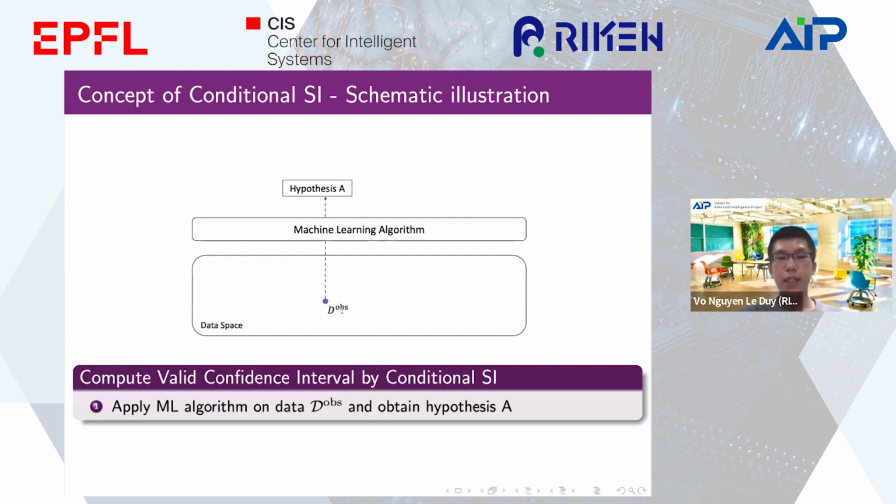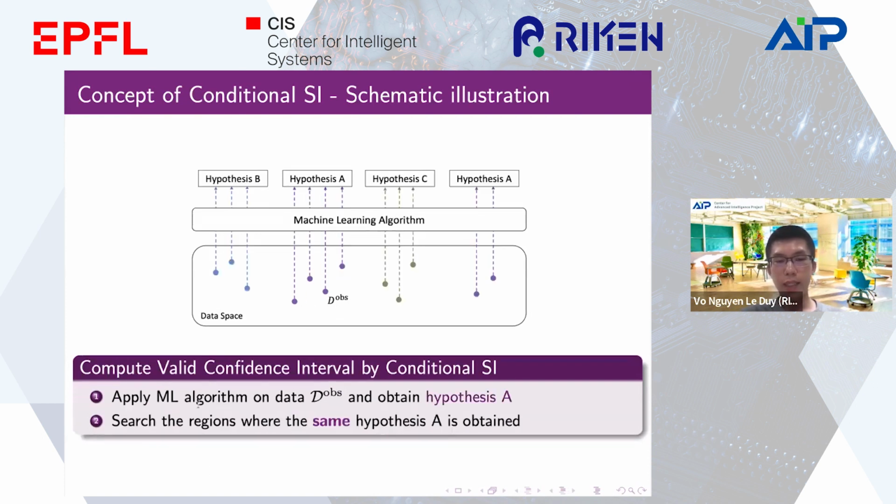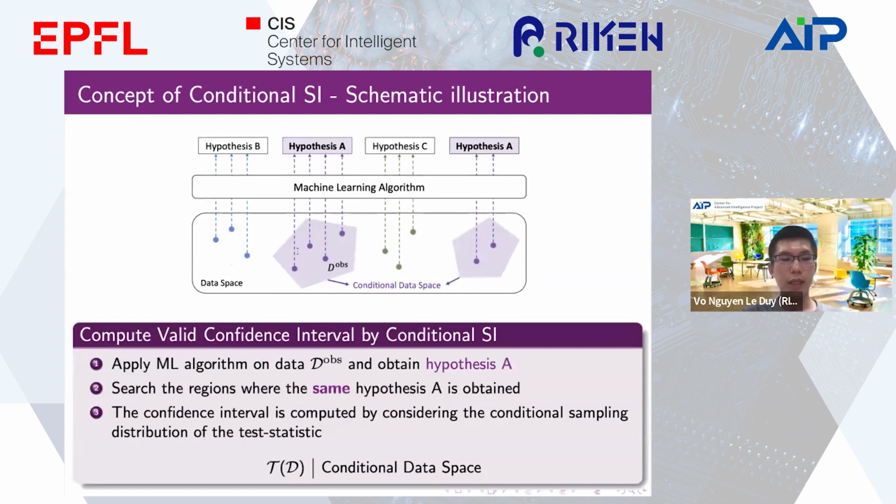Given the observed data, we first apply the machine learning algorithm on the observed data and obtain the hypothesis A. In the case of the Wasserstein distance, hypothesis A can correspond to the optimal coupling on the observed data. Then, at the second step, we want to search the region where the same hypothesis A is obtained. For example, in this figure, when we apply the machine learning algorithm on the purple data point, we obtain the same hypothesis A as the observed data. Therefore, the region that we want to identify is the region containing all these purple points.